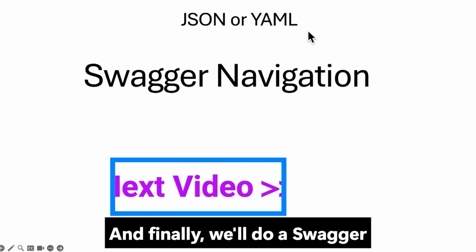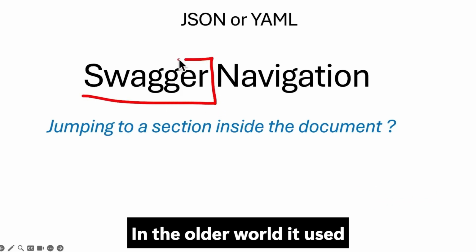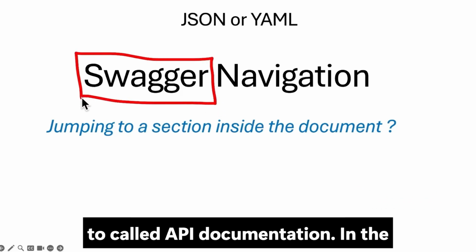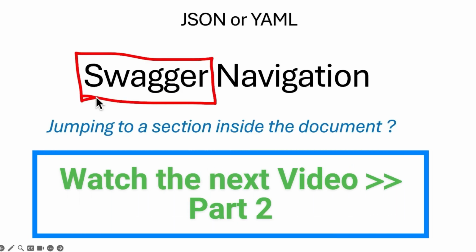And finally, we'll do a Swagger navigation. So what is Swagger? Swagger, in the older world, used to be called API documentation. In the new world, it is called OpenAPI.